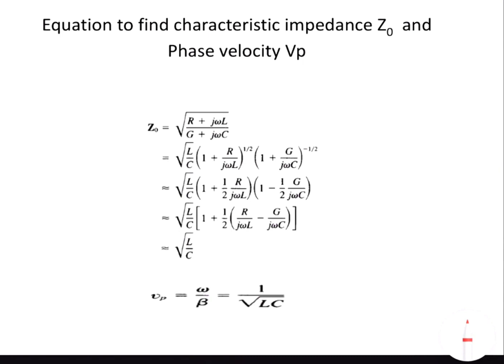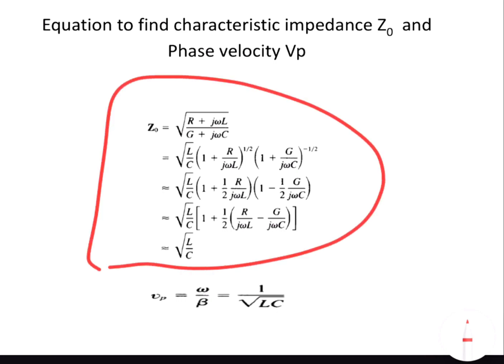Next, how do you find the characteristic impedance Z0 and the phase velocity Vp? The characteristic impedance Z0 is also one of the equations which you have to derive. As we all know, characteristic impedance Z0 is equal to root of (R plus j omega L) divided by (G plus j omega C). Further, upon substitution by the basic equations, we get the final value Z0 is equal to root of L by C.